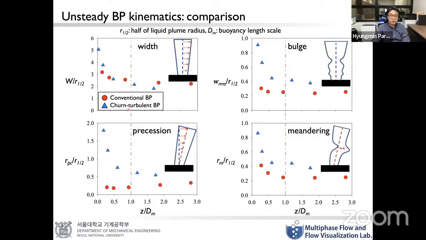The first picture is the width of the bubble plume. Whether it is the conventional bubble plume, in red, or the turbulent bubble plume, in blue symbols, they are almost the same because we added the same amount of gas. But for the bulge, precession, and meandering, which means the unsteady kinematics of the bubble plume, as you can expect, the turbulent bubble plume has more unsteadiness along the lateral direction. Again, I want to emphasize that the bulge, precession, and meandering mean the lateral oscillation, not the vertical oscillation.